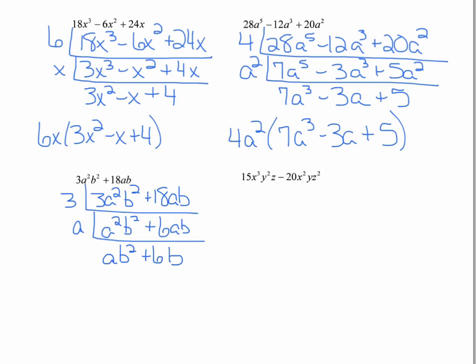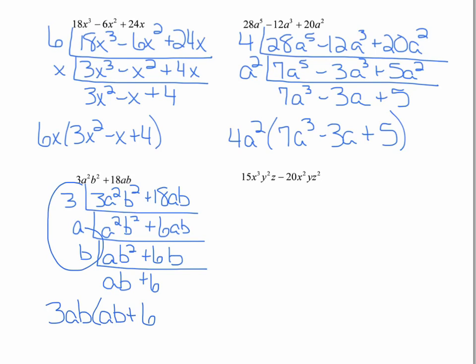Okay? Now I look and I see I've got this b in common. So I can also factor out a b because my smallest exponent is 1. Here, the a is stuck. B squared divided by b, I'm left with b. Here, the 6 is still stuck. And these two b's cancel. Okay? So now my GCF is right here. That's a 3ab. And then in parentheses, I'm left with ab plus 6.